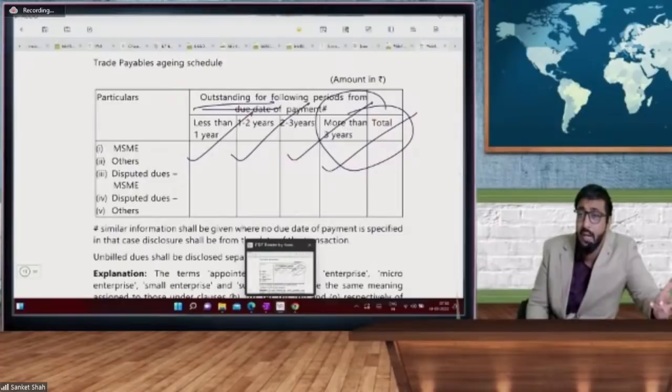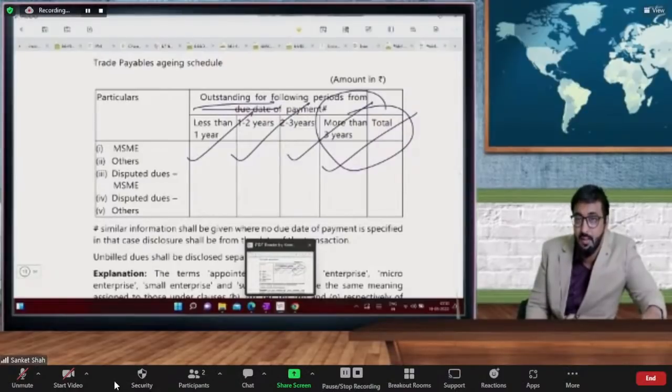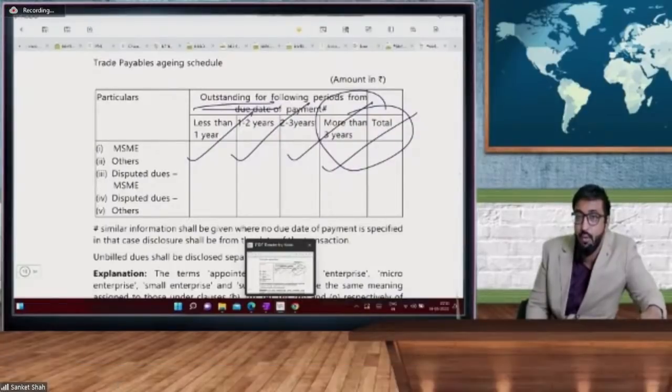You are not getting any invoice from him, or maybe he forgot to tell you, or he has closed his business and this amount is still payable. He has not yet settled this amount. In that case, it might happen that for more than 3 years, that might be a long listing of your creditors, but these outstanding balances, remember, you have to record them less than 1 year, 1 to 2 years. So this is a presentation.